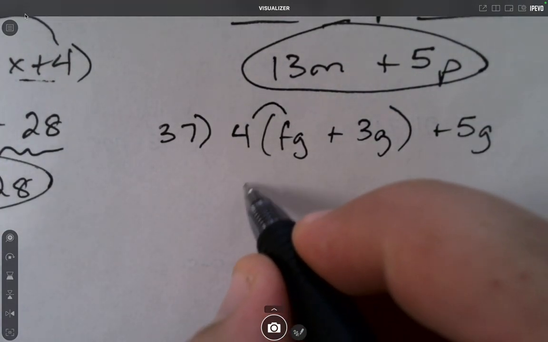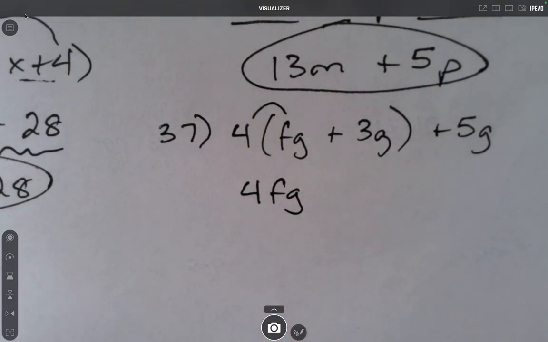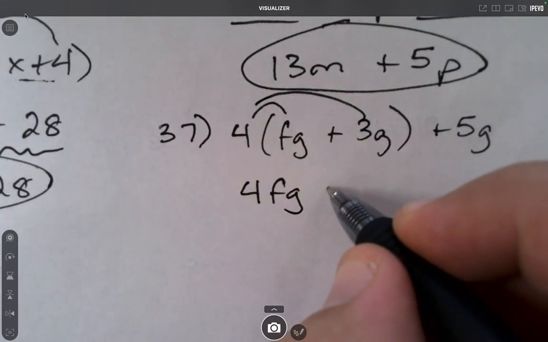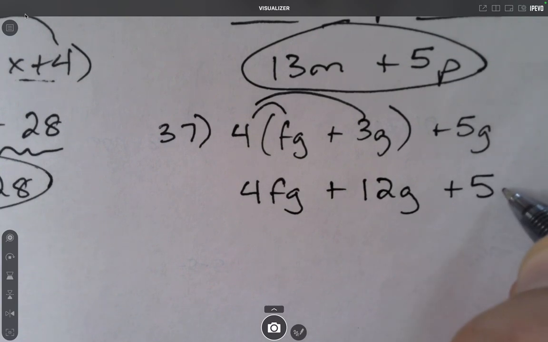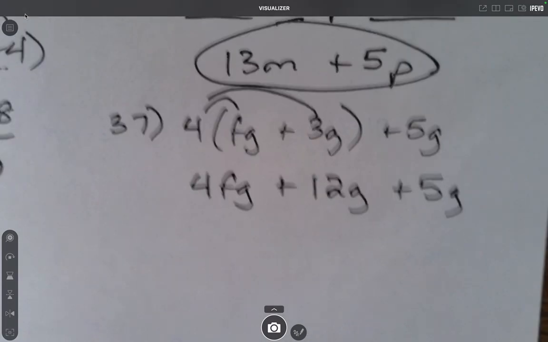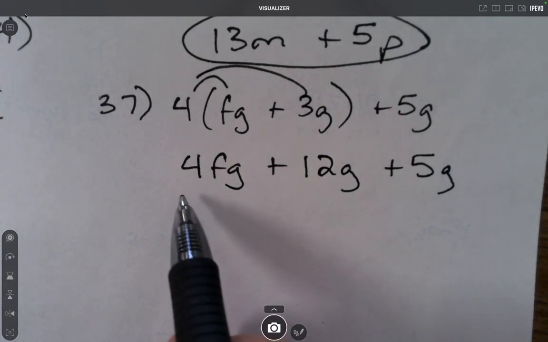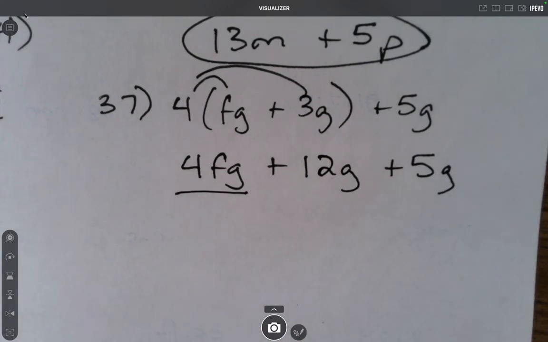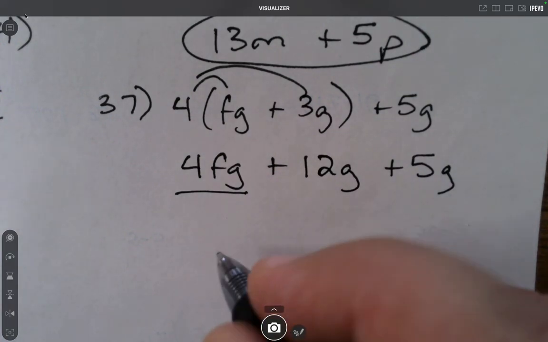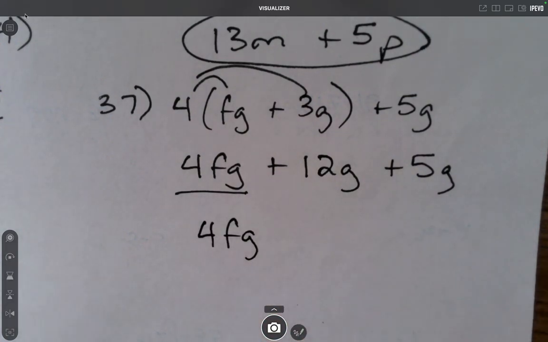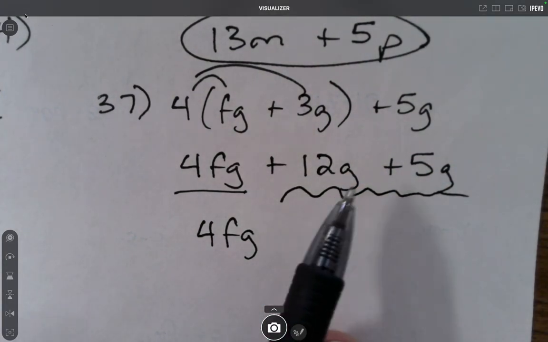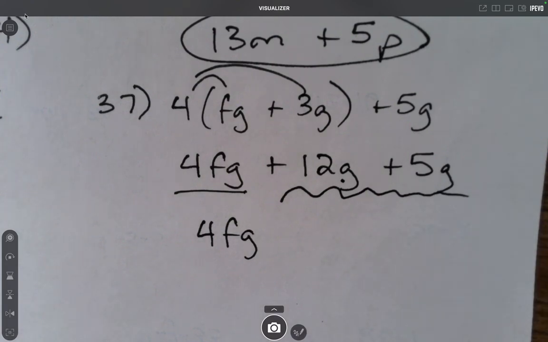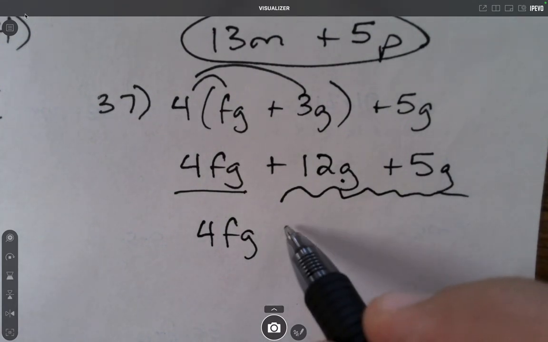So I do 4 times fg, which is 4fg. 4 times 3g. 4 times 3 is 12. And I keep the g. Okay, so I'll just look at the first term. This has no like terms. There's no other term that has both f and g as part of it. So I'll just rewrite that one because it doesn't change. But these two are like terms because they have g to the first power in both of them. 12 plus 5 is 17g.